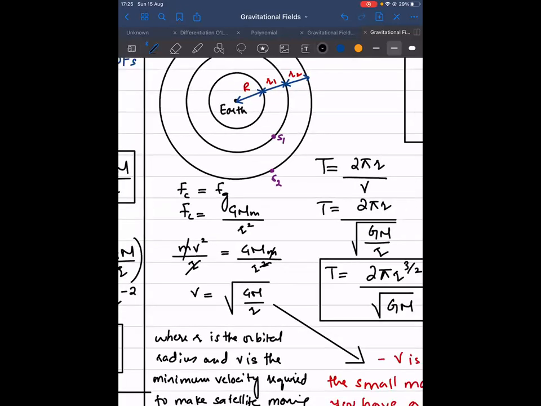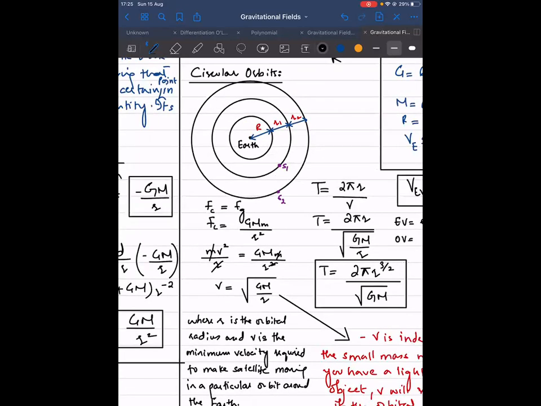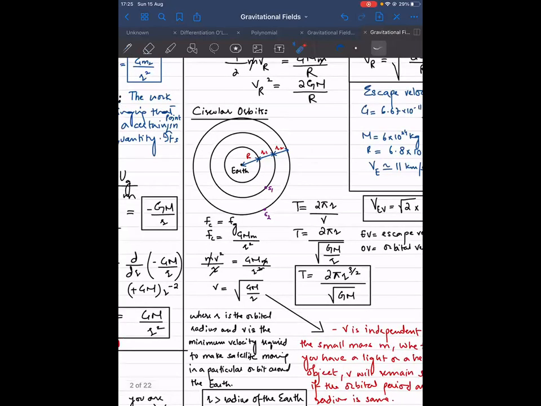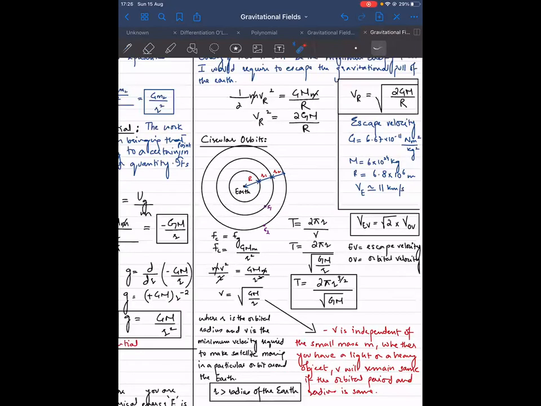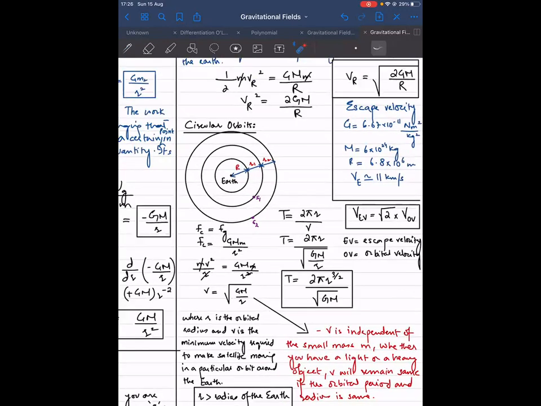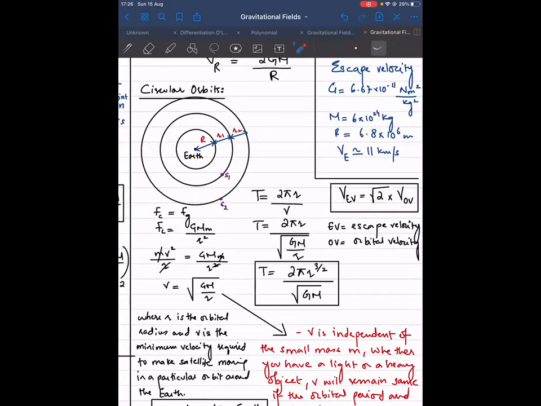Unlike this one, your escape velocity has to be slightly higher. You have 2 inside it, so the escape velocity is square root 2 times the orbital velocity. That is the velocity to move in a circular orbit, the linear velocity to move in a circular orbit. And you have to launch with this velocity.